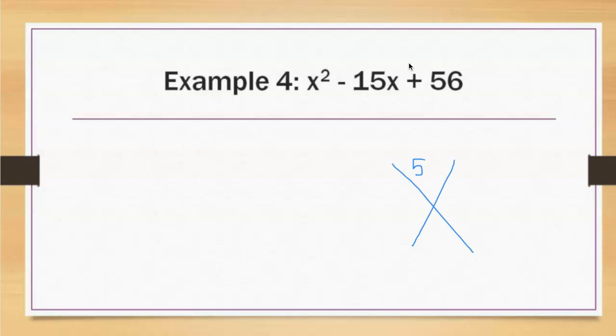So here's that same 56 and 15. But now, since 56 is positive and 15 is negative, my 8 and my 7 are both negative. So you can see how you have the same numbers, but the factors change based on the middle term. So we always have to look for the signs of the middle term and the last term to help us determine the signs of the factors.